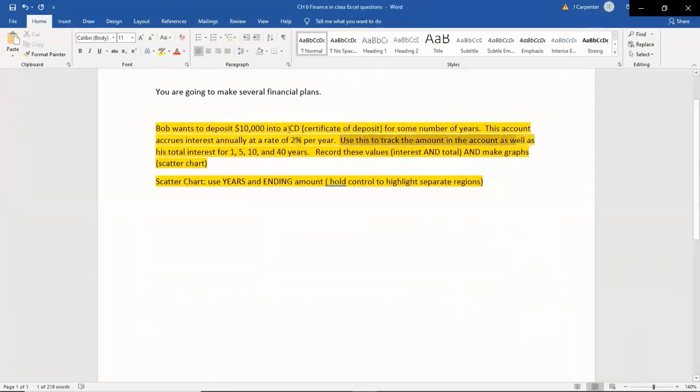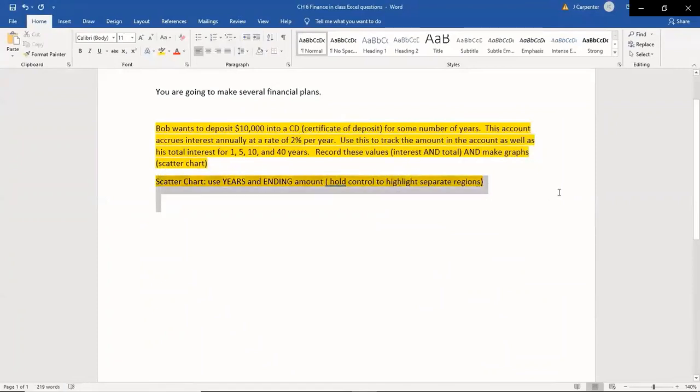Use this to track the amount in the account as well as his total interest for 1 year, 5 years, 10 years, and 40 years. Record these values, interest and total, and make graphs, aka a scatter chart. And when we get to the scatter chart, we want to use the years and the ending amount. And as a reminder, if you need to go over gaps in Excel, holding control will help you do that.